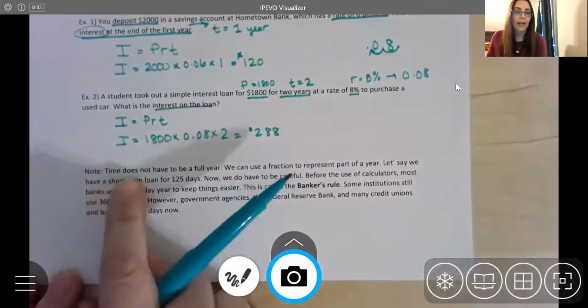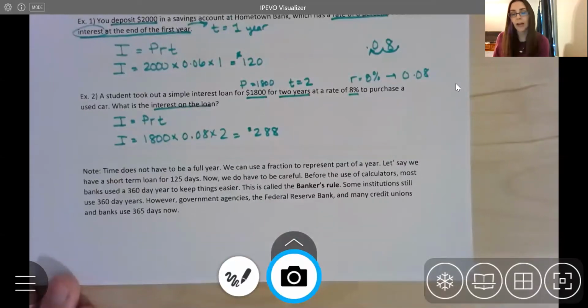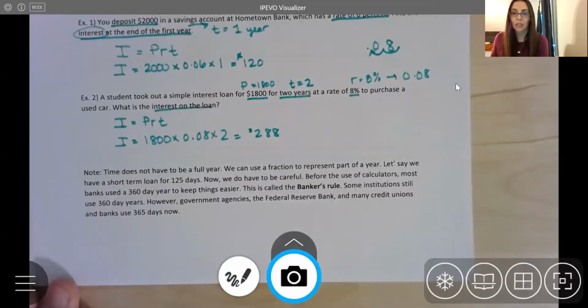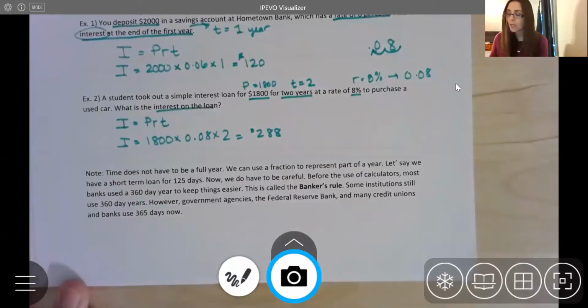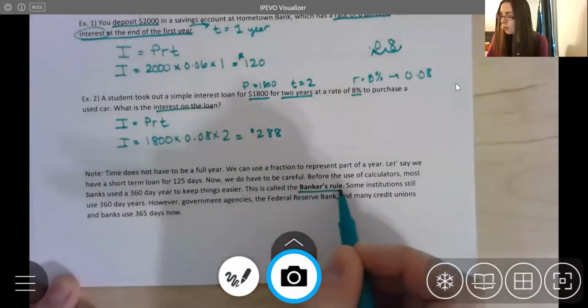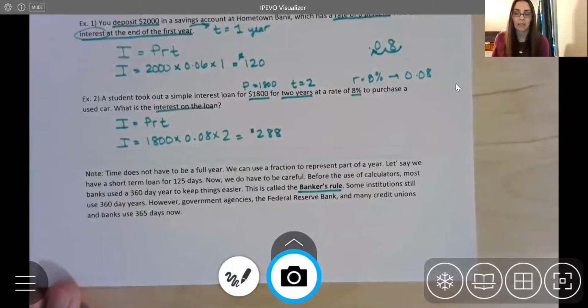Now, one thing I want to note is that time doesn't have to be a full year, right? So we can use a fraction to represent part of a year. So let's say we have a short-term loan for something like 125 days. It's not the full year, and we can express this as a fraction. Now, when we're talking about days in a year, it's actually a little bit confusing when we're talking about banking. So there could either be 365 days in a year, which we know is normal, or there's something called a banker's rule where they assume a 360-day year. So you need to be careful. Some banks still use a 360-day year.